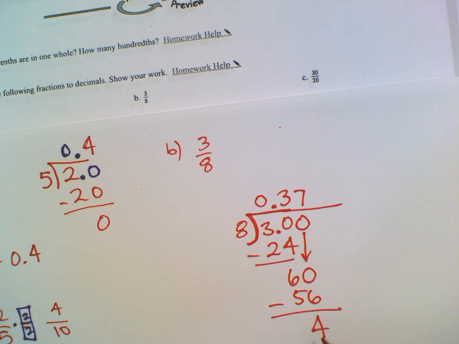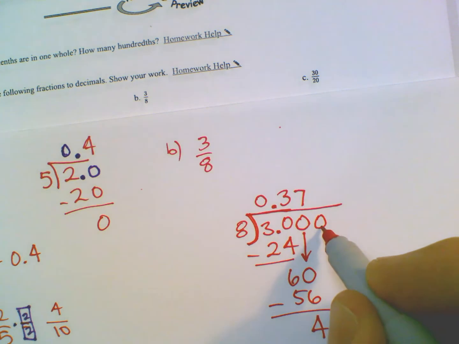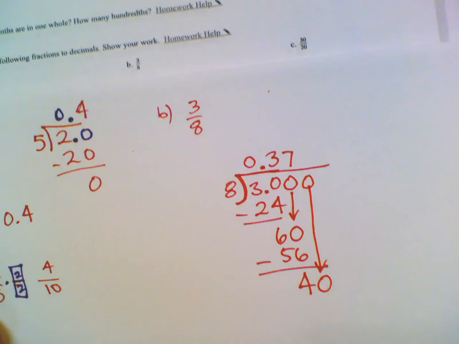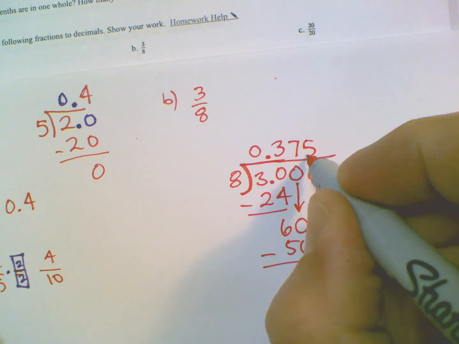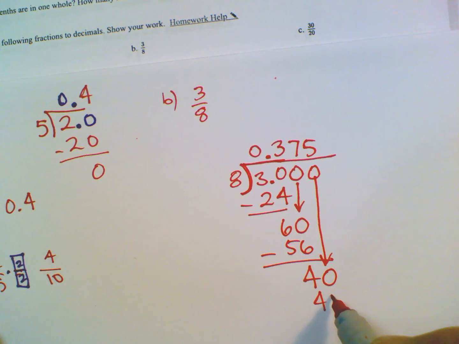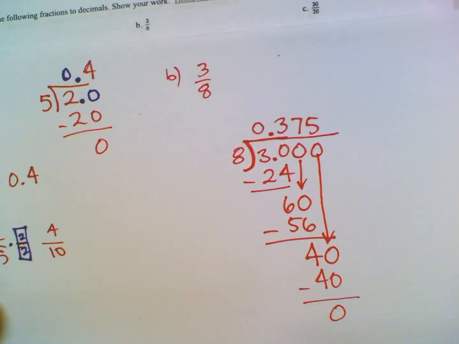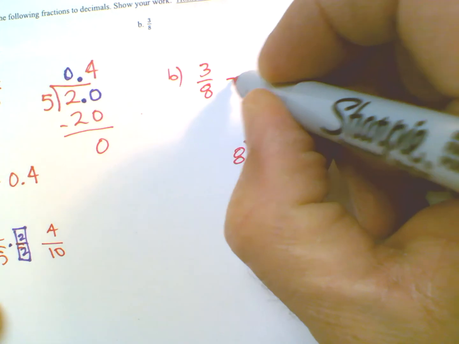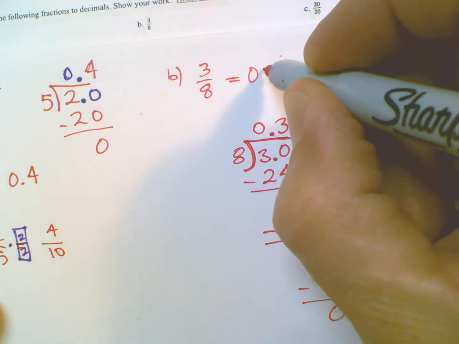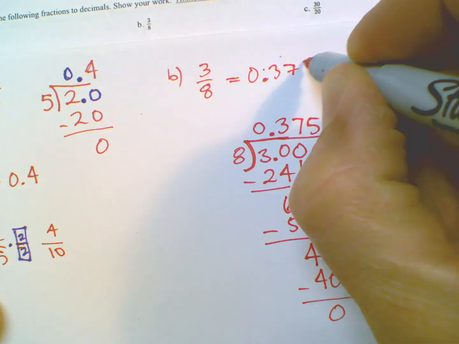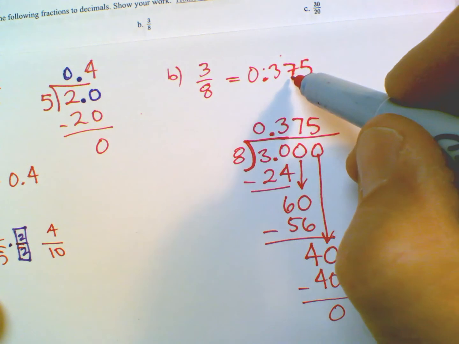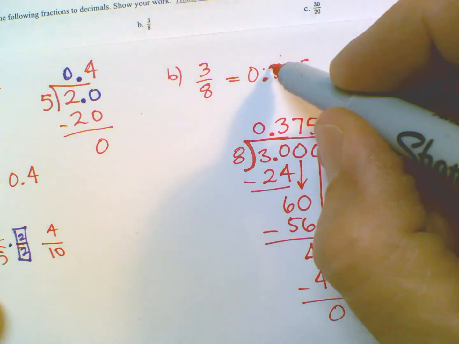Okay, do I have a remainder of 0? Not yet, so I got to add another 0, bring it down. Now, 8 goes into 40 5 times, and I multiply, it does equal 40. So I have a remainder of 0 now, so I'm done. I do have a terminating decimal. So my terminating decimal is 375 thousandths. Okay, so 3/8 is 0.375, or 375 thousandths.